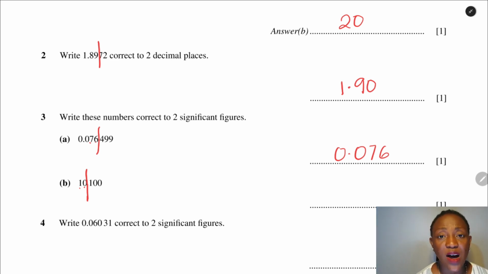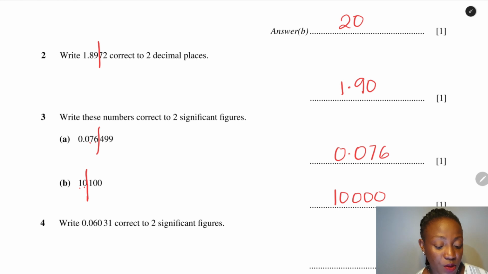But do we write 10 as our answer? No. Remember, rounding is a form of approximation. It has to be kind of close to the original number. So what we write down here is going to be 10,000. Not 10, 10,000. All right. Now, the next question says, write 0.06031 correct to two significant figures.